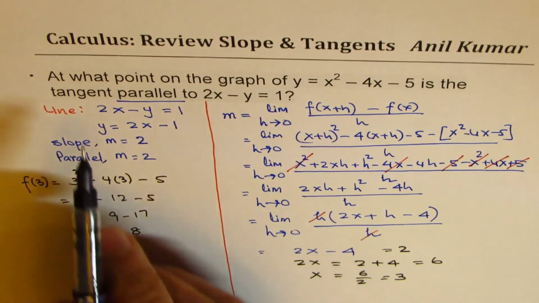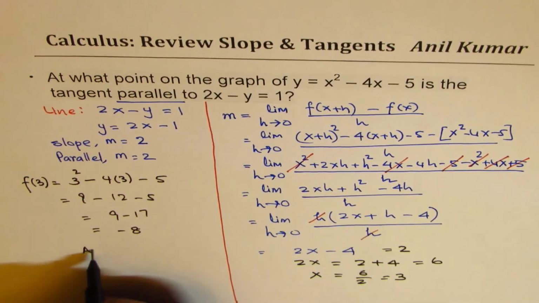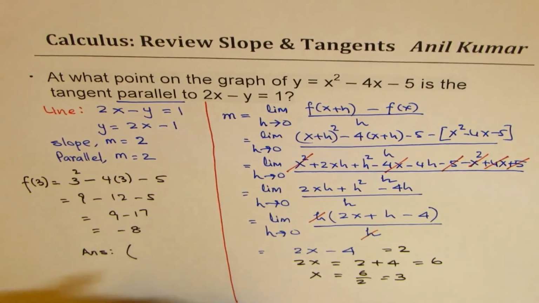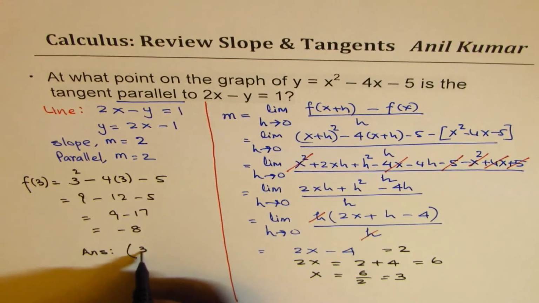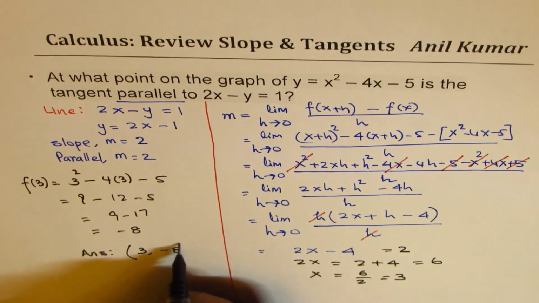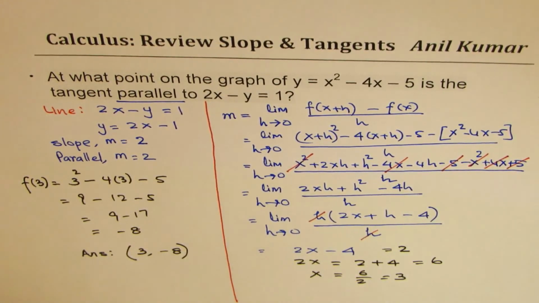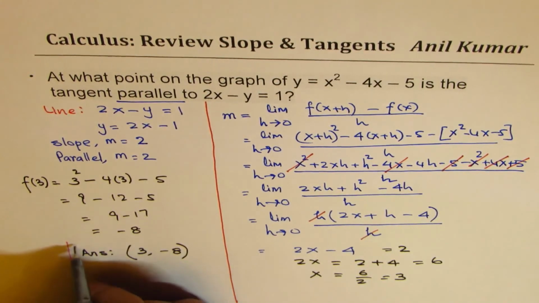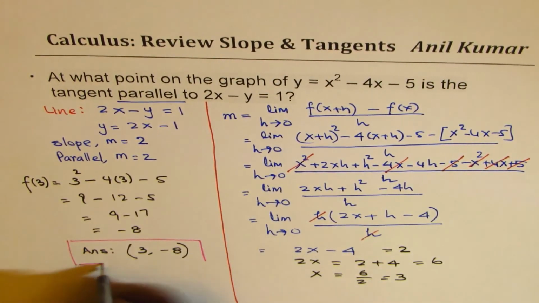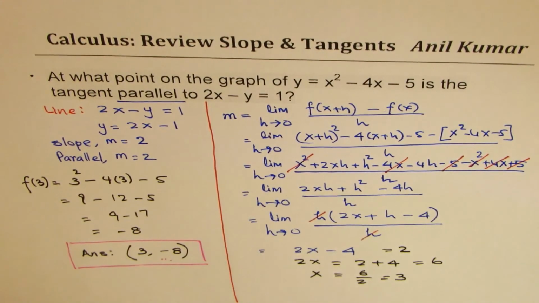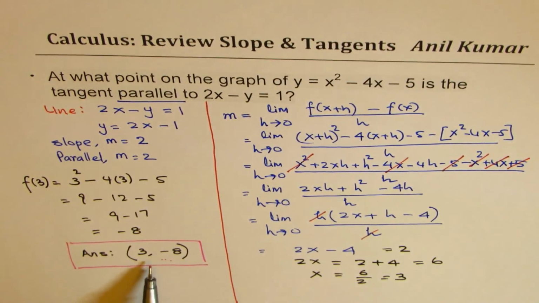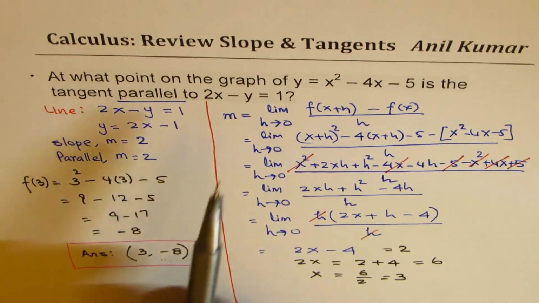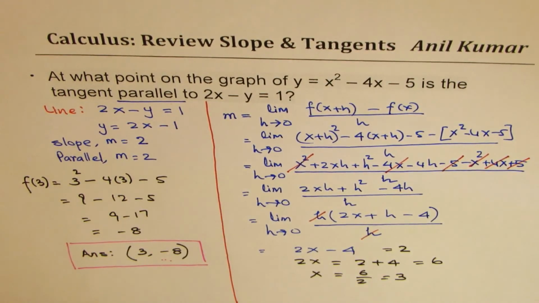And now, at what point? So we get our point, right? So the point is x value of 3, y value of minus 8. Does that make sense? So that is how you should solve this particular question. So at this point on the parabola, the slope of the tangent line is going to be 2, which is parallel to the given line. You get the idea, right?